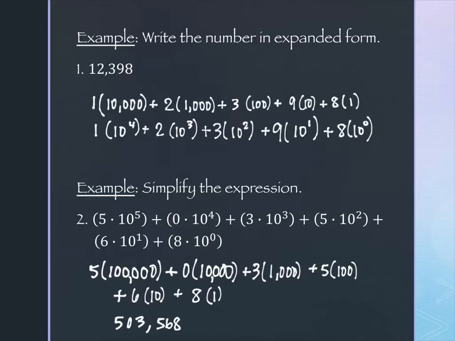And you can check to make sure, is the 5 in the 100,000ths place? Yes. Is the 0 in the 10,000ths place? Yes. And you can go down the line to make sure they're in the right place value as you go. Any questions about that?